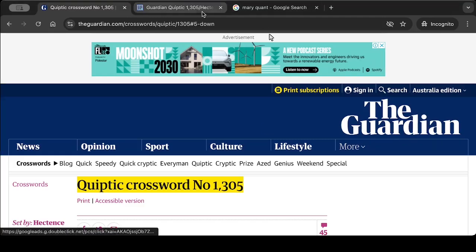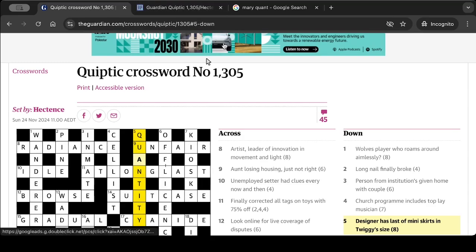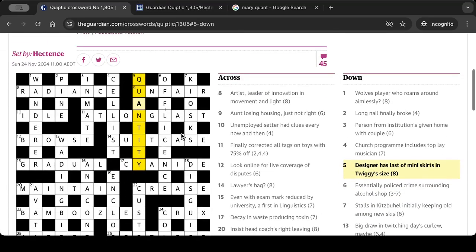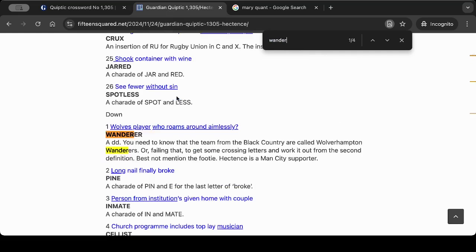Okay, I'm back and I've looked up how these last clues worked. I don't know if you can see in my tabs, I've got 15 squared open, which is the blog that has the solutions for crosswords. And I've also searched for the word Mary. So 1 down, wanderer. It was a reference to a football team. It was the team from the Black Country called the Wolverhampton Wanderers.